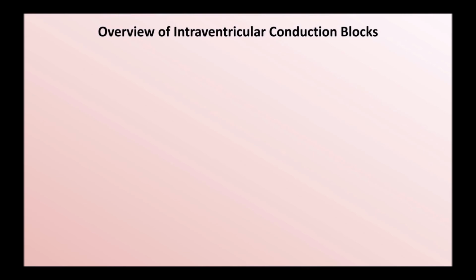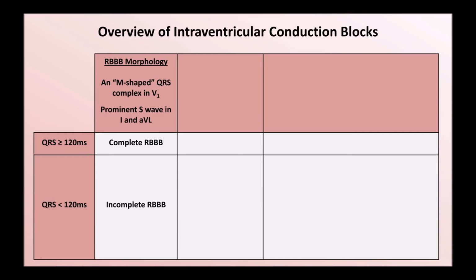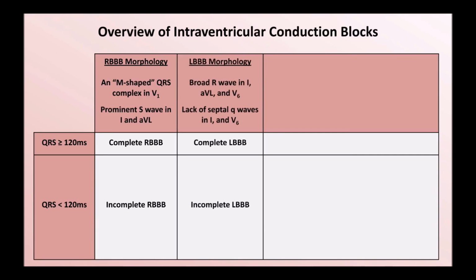Here is a chart summarizing this lecture. When there is a right bundle branch morphology to the QRS complex, that is an M-shaped complex in V1 and prominent S wave in 1 and AVL, look at the QRS duration. If it is greater or equal to 120 milliseconds, a complete right bundle branch block is present. If the QRS duration is less than 120 milliseconds, the right bundle branch block is incomplete. Alternatively, a complete or incomplete left bundle branch block is present if there is a broad R wave in 1, AVL, and V6, and a lack of septal Q waves in 1 and V6.